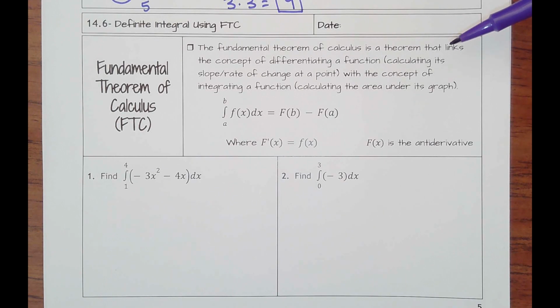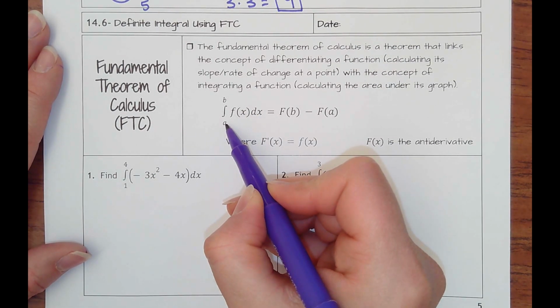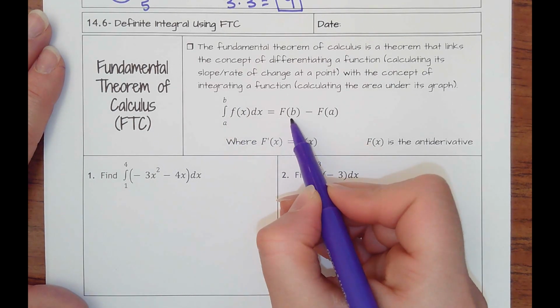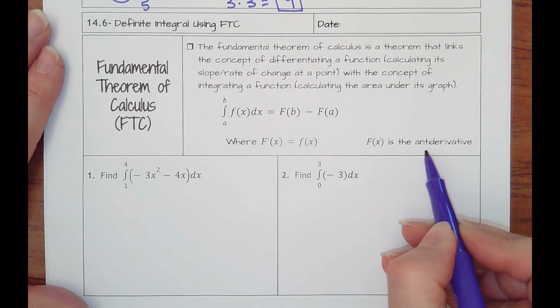It's linking the concept of differentiating a function, which is what we've already spent so much time doing all of first semester plus another quarter. It's calculating its slope, rate of change at a point, and connecting that with integrating a function, which is trying to find the area under its graph. So we're trying to find the area of a curved function from A to B, and that's going to equal capital F of B minus capital F of A, where that is the antiderivative.